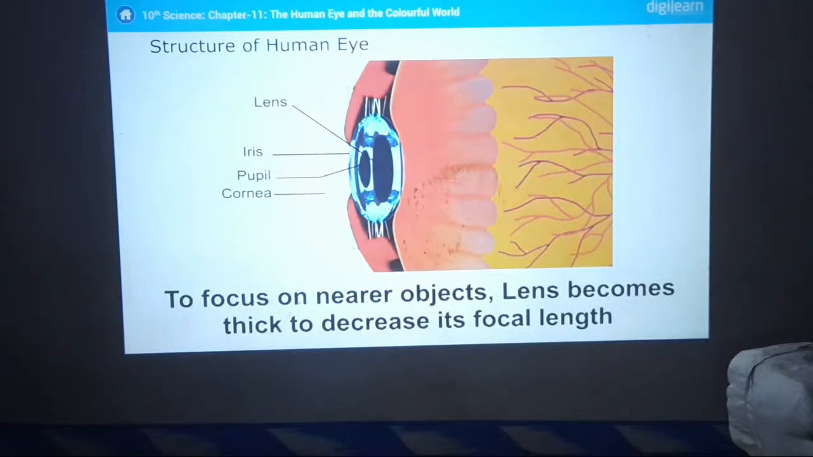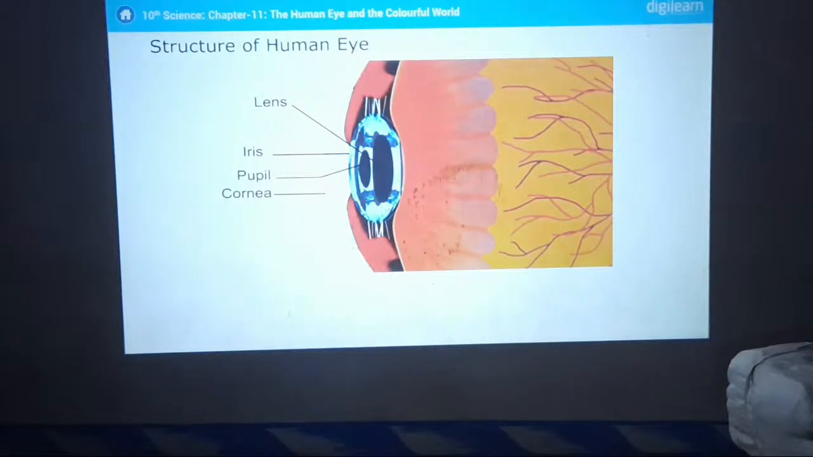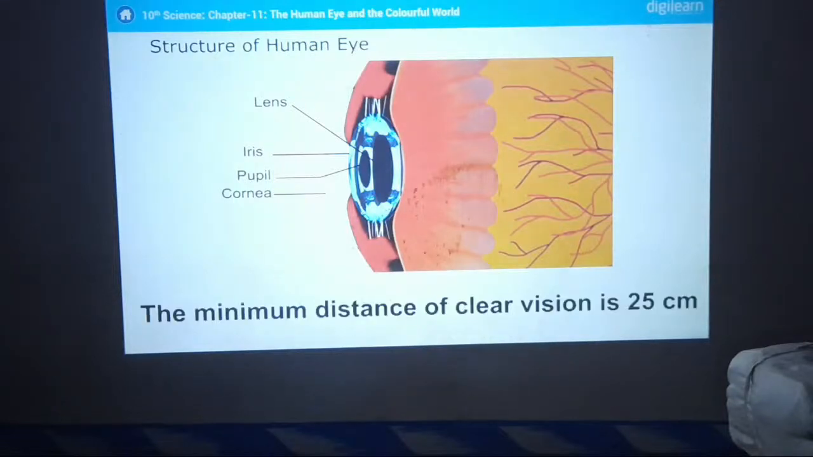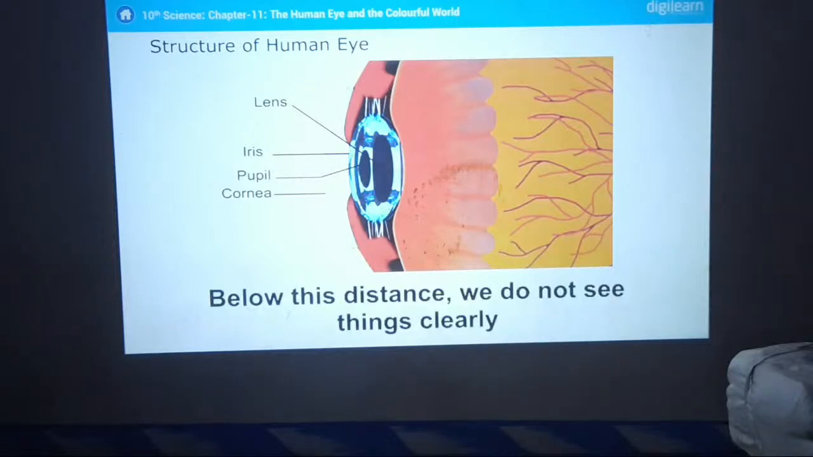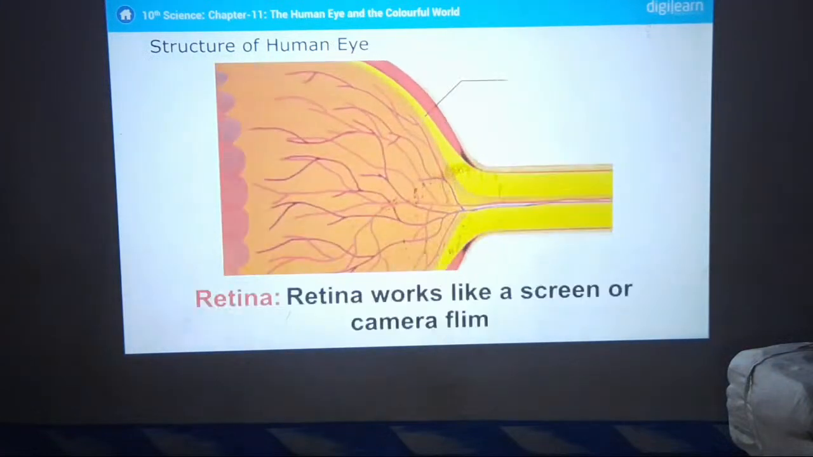Lens becomes thick to decrease its focal length. There is a limit. Minimum distance of clear vision is 25 cm. Below this distance, we cannot see things clearly. 5. Retina. Retina works like a screen or camera film.